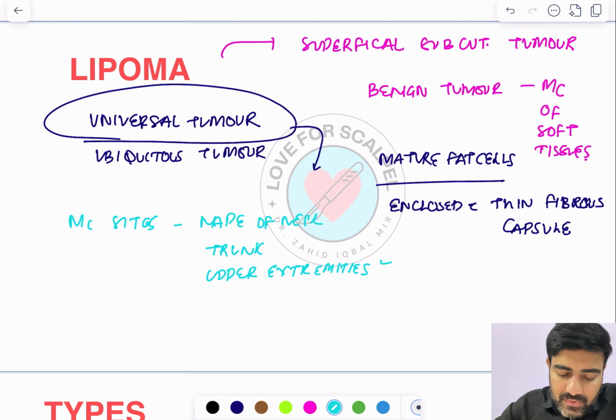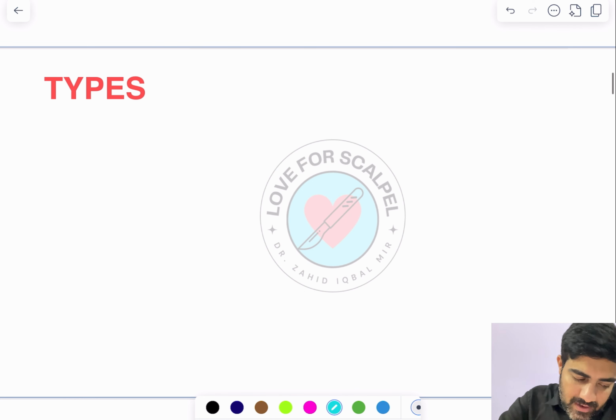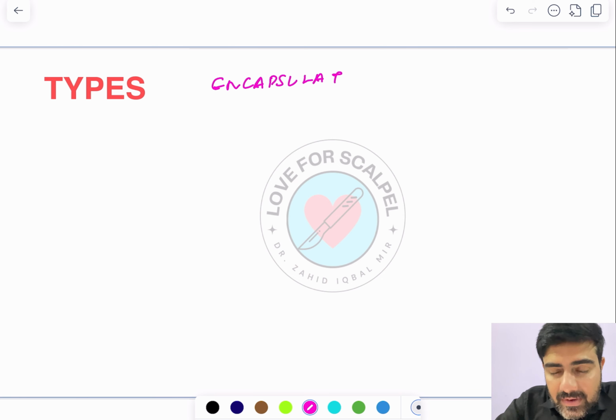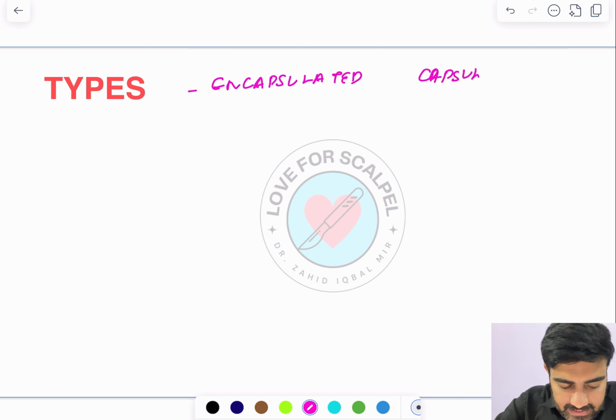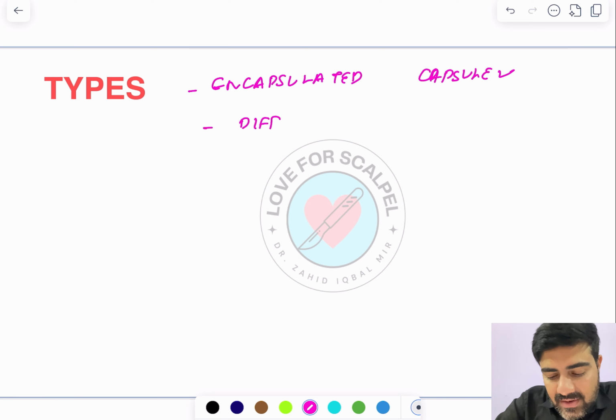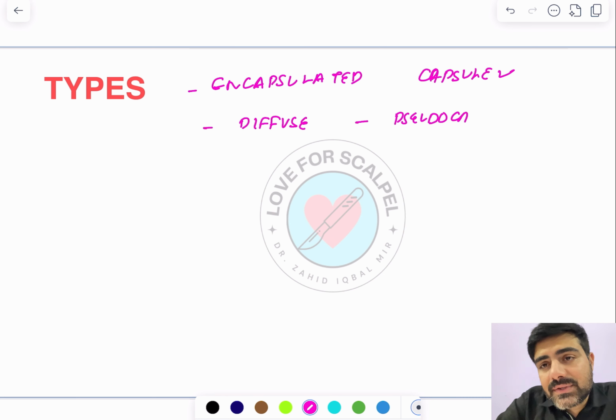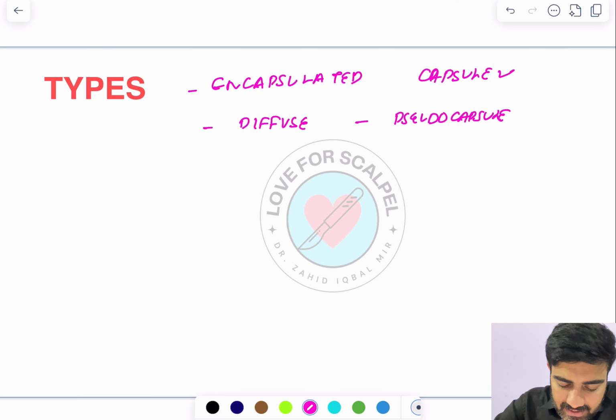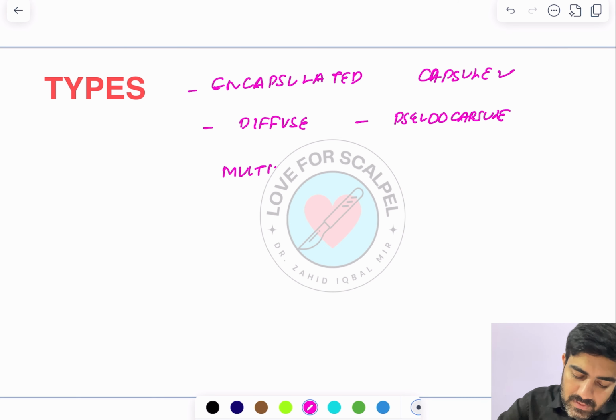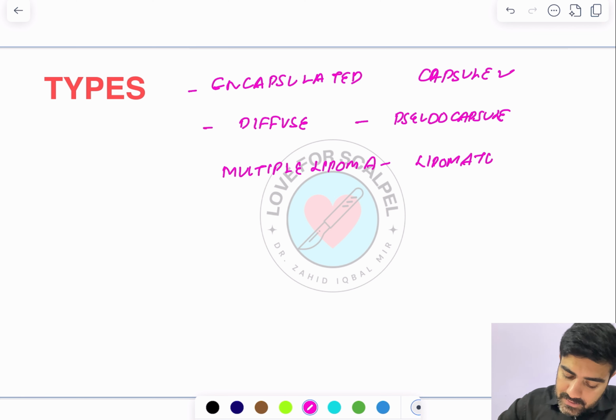Now let us discuss the different types of lipoma. First we have the encapsulated type, in which there is a capsule. Second is the diffuse type, in which there is a pseudocapsule, no exact capsule. Then we have multiple lipomas, also known as lipomatosis. We are going to discuss three important types of lipomatosis.